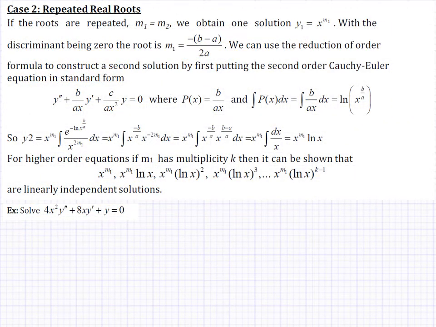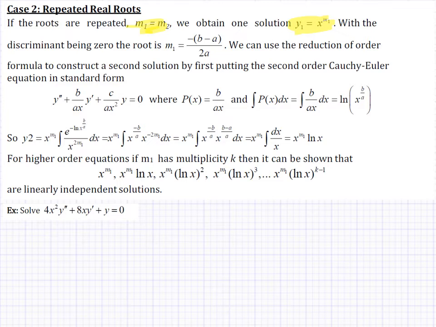Now, case 2 is when we have the repeated real roots. So if m1 equals m2, they're real, and they equal each other. So y equals x to the m1 is one solution, but y equals x to the m2 would be the exact same solution again, so we can't have that. So what we want to do is look at, well, what's the second solution?